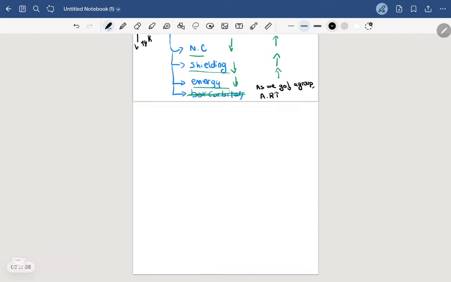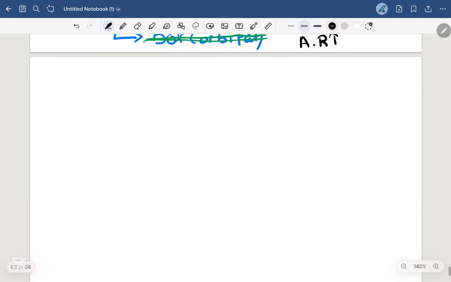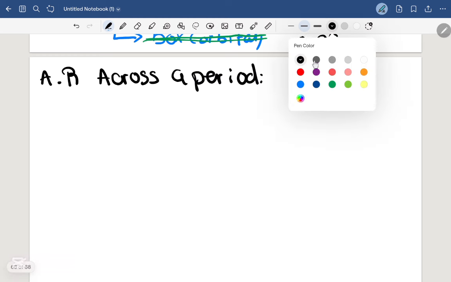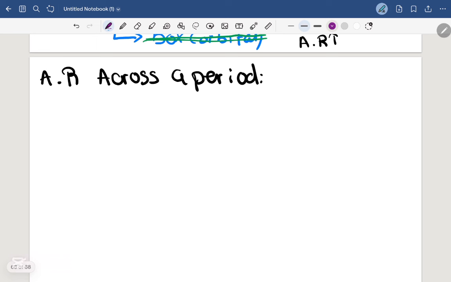Perfect. Now that we finished with down a group, we'll move on to the next idea, which is the atomic radius across a period. I'm not going to keep going back and forth to see the periodic table. I have it in front of me, and you are also supposed to have it in front of you. So we can take the example of sodium, Na 11, and magnesium, Mg 12. These are across a period.